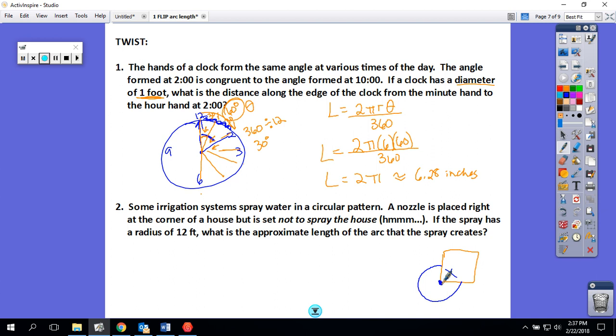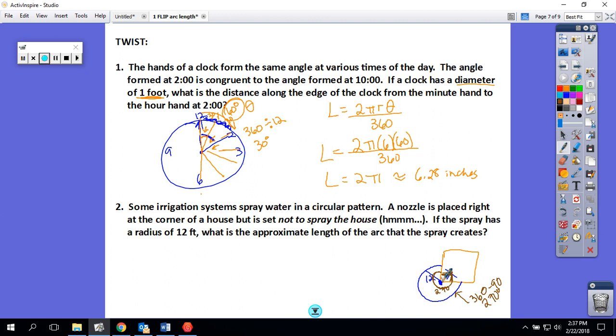The spray has a radius of 12 feet. We want to know the approximate length of the arc the spray creates. So if you can imagine, the little sprayer is going spray, spray, spray all the way around here, but not right here. So to figure out this arc, I need to think about what angle do I have here at the house. Alright, well, most houses are square or rectangle, so we're going to assume that it's a square or a rectangle house. So this is 90 degrees. So that means that the rest of this is going to be 360 minus 90. So that's going to be 270 degrees for this whole big arc here.